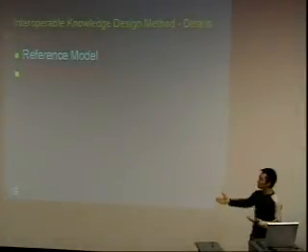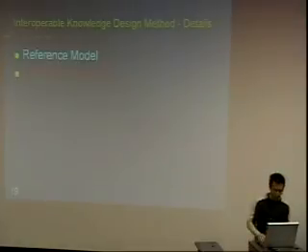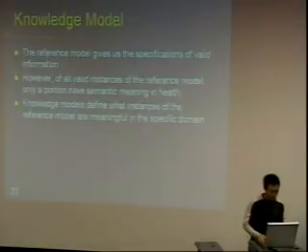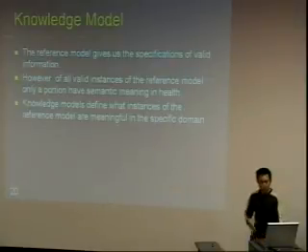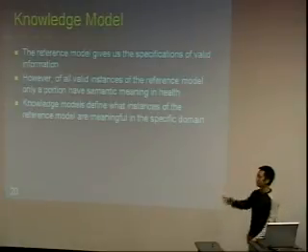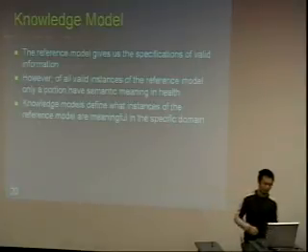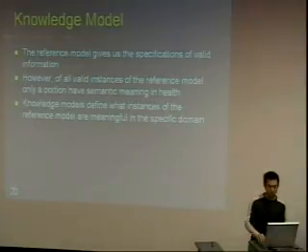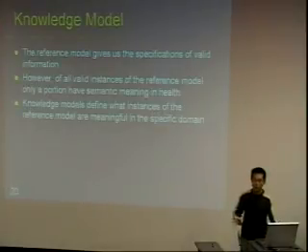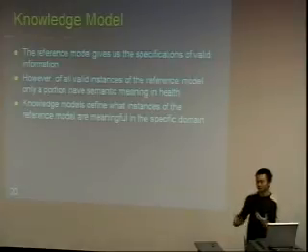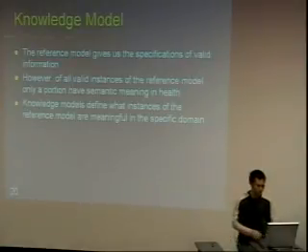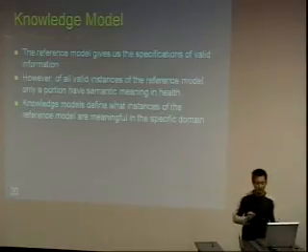So now we know what a reference model is. We move on to what knowledge model is. So the reference model gives us the specification of valid information. What is valid and what is not valid. As you can see before, with the walk-in patient example, that is a valid instance of the reference model. However, of all valid instances of the reference model, only a small portion have meanings in the domain they're interested in, for example, health. And knowledge model is the thing that defines what instances of the reference model are meaningful.